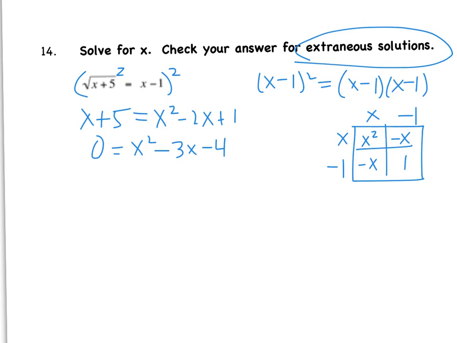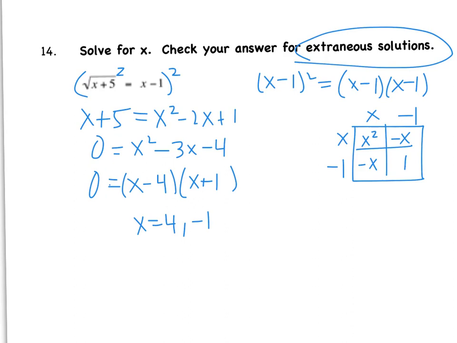Ideas from here? Yeah, you're going to have to factor. Two numbers that multiply to negative 4 and add to negative 3. Negative 4, positive 1. Setting both of those equal to 0, you get x equals 4 and x equals negative 1.